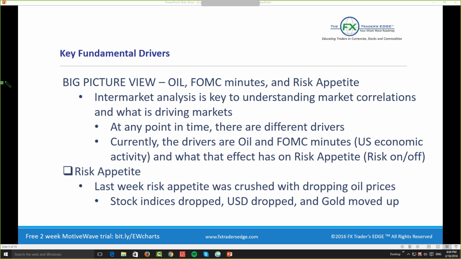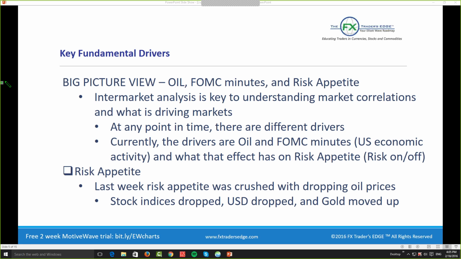At any point in time, there are different drivers. Currently, the drivers are oil, and most recently, yesterday's FOMC minutes to show U.S. economic activity, along with any other economic releases that come out during the course of the week. And the key question is, what is the effect that these drivers have on risk appetite, risk on and risk off? Let me explain risk on and risk off.